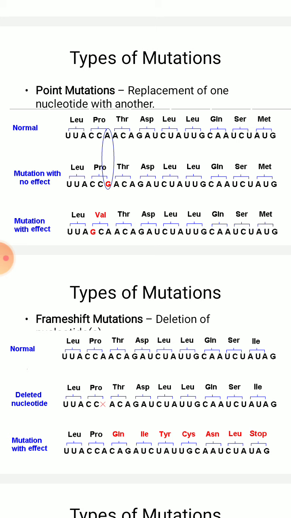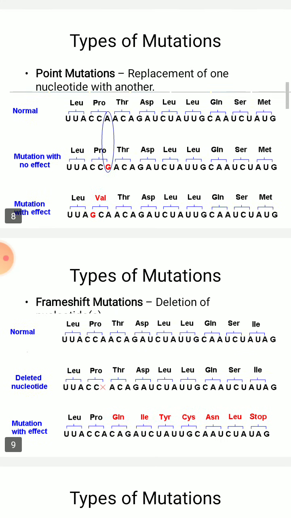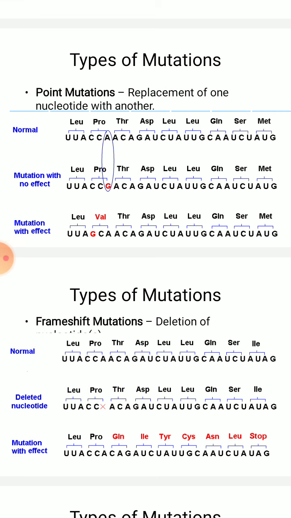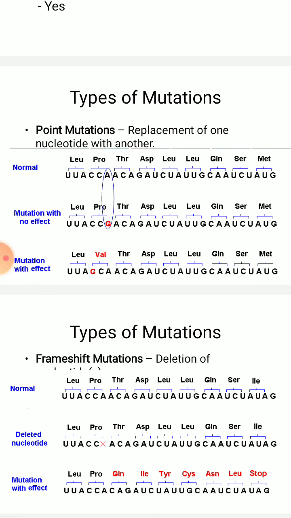a replacement of a nucleotide occurs in an amino acid codon, as in the case of proline, when the third nucleotide is changed from A to G, then there is no change, no effect, no mutation. And when the first nucleotide C is changed to G, then the amino acid will change from proline to valine, and that will cause a mutation.